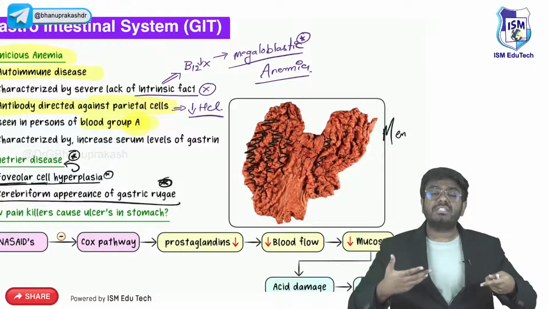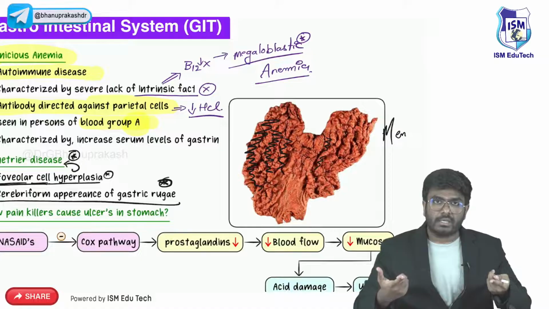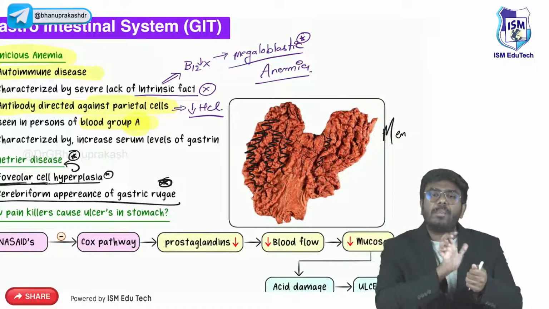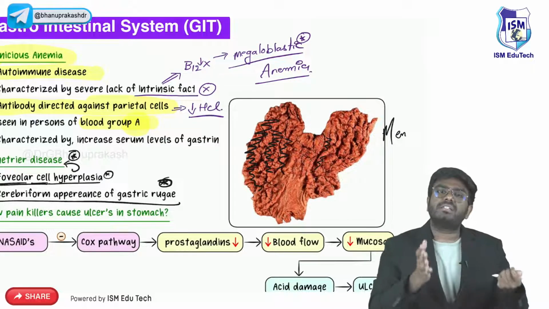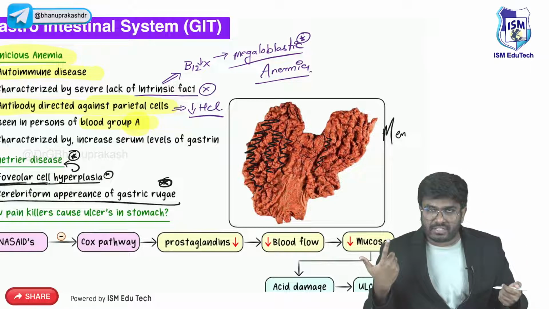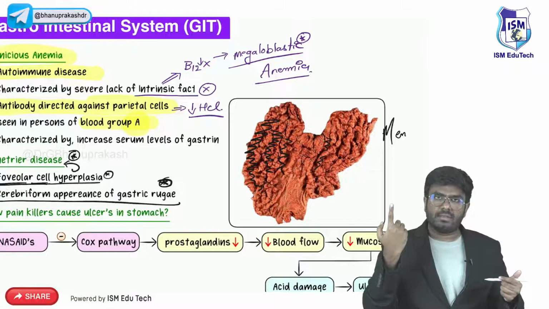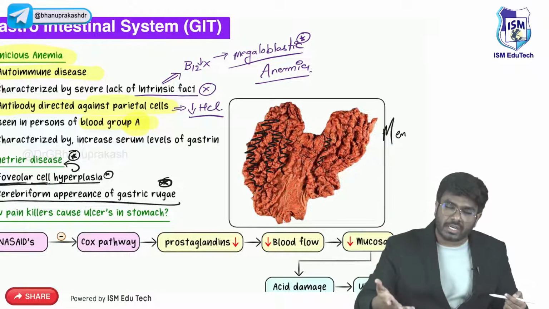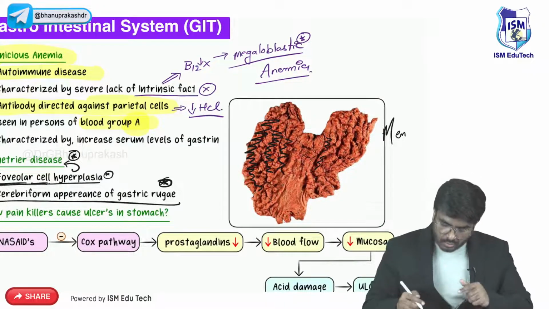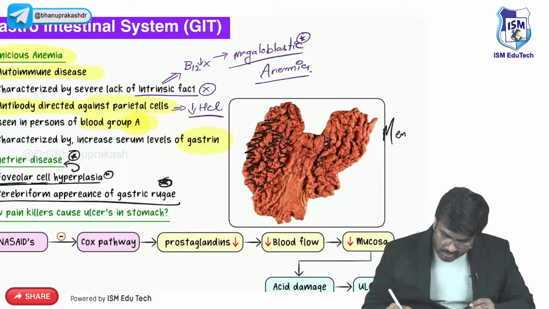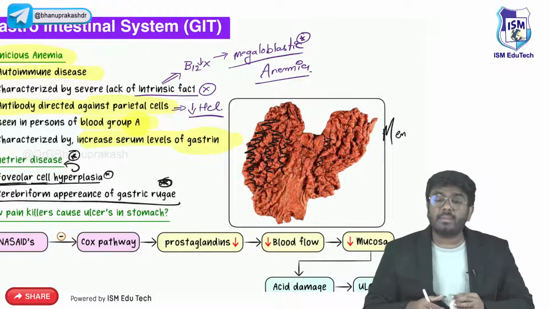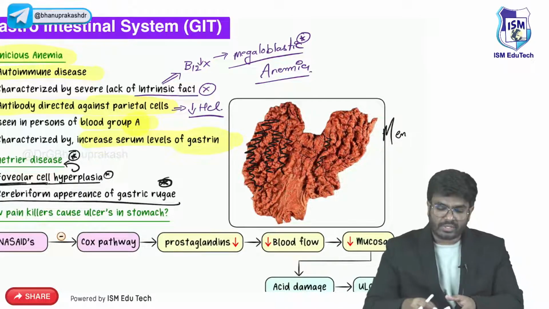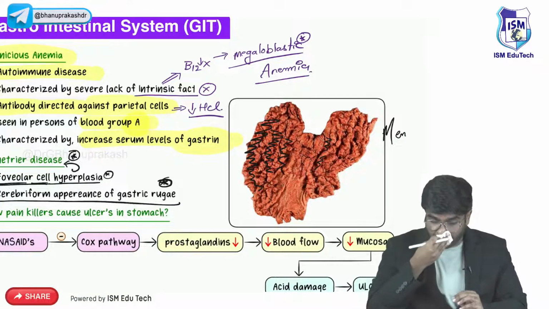The G cells are producing more and more gastrin, so that at least gastrin will come and stimulate the parietal cells. But parietal cells are gone. So gastrin level increases. The body wants to produce the acid somehow, so the body is releasing more and more gastrin, but there are no parietal cells. So in a patient suffering with pernicious anemia, the serum gastrin levels are elevated. The serum gastrin levels are very high.